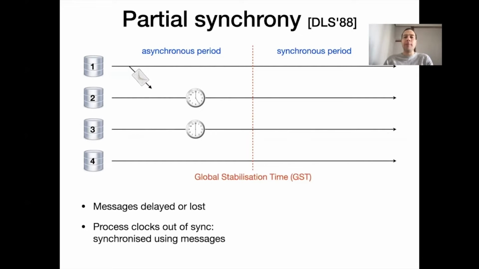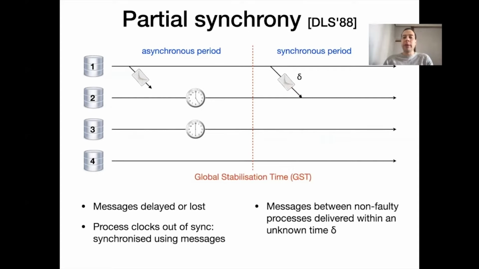And after this time, the network will enter a synchronous period. This means that messages between non-faulty processes will be delivered within an unknown time delta. So it's unknown to the protocol, but it exists. And clocks at processes will track real time. And so, of course, we cannot guarantee much during the asynchronous period, but we would like to guarantee liveness during the synchronous period. So that's the challenge.